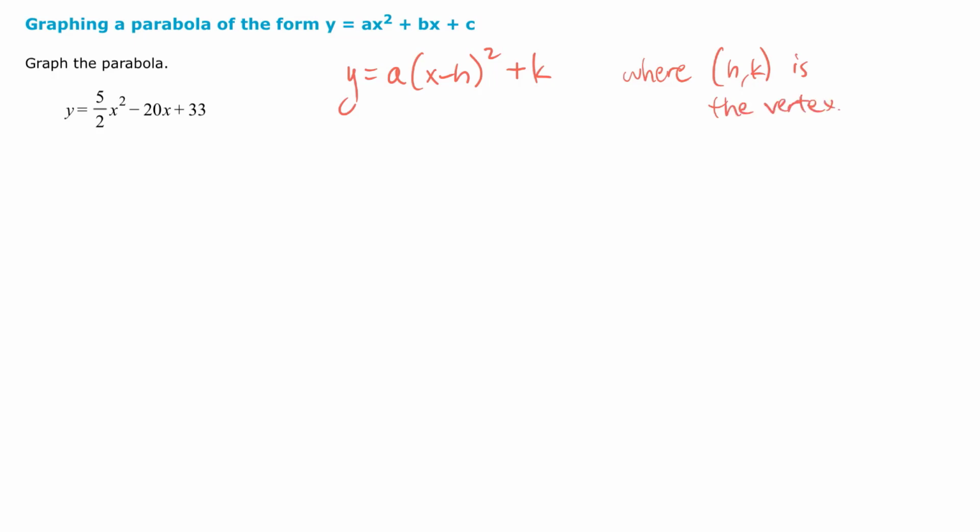So why don't we do that? We're going to use a process called completing the square. So y equals, and then let's factor out the 5 halves, and let's see what's left. We have x squared, and then x, what do we need to multiply to get negative 20x? So let's try 8, minus 8x. Yeah, that would do it. And then we'll leave a space there to complete the square, and then add 33.